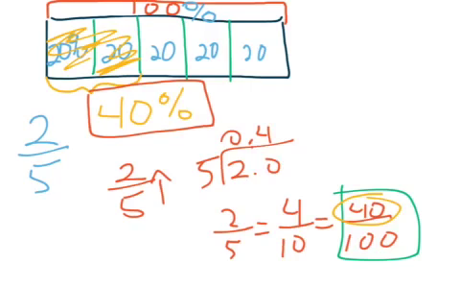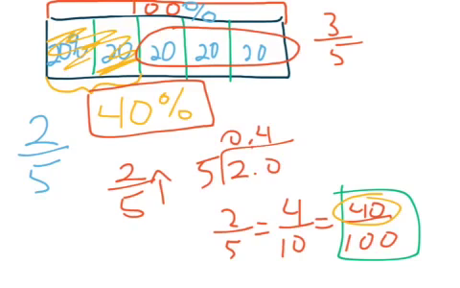What I want to look at is what remains, and that is these 3 out of 5 sections, which is a fraction of 3/5. But we can also just take a look. If we have 20%, 20%, and a third 20%, then we have a total of 60% that remains to be earned. Again, as a fraction, we can see that it's 3/5.